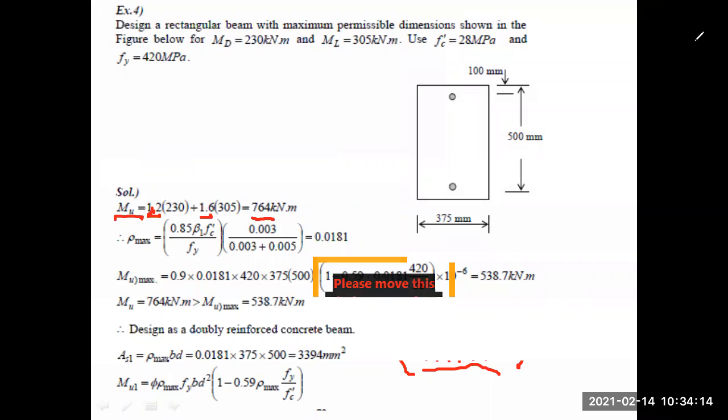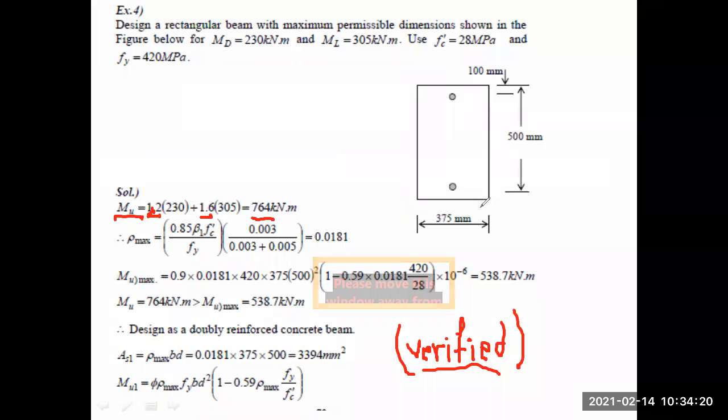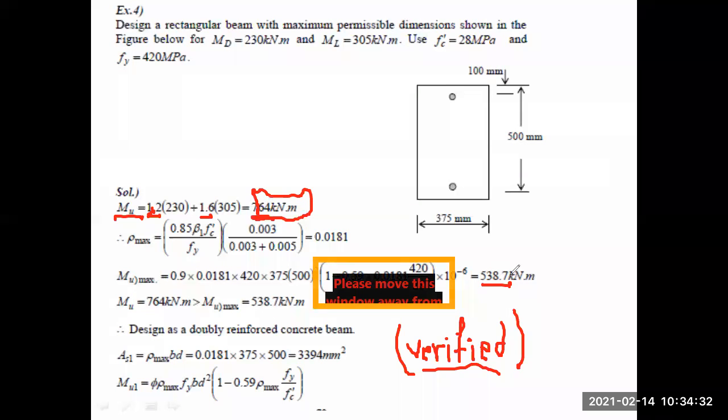Okay. If no question, then now we repeat the same steps. We get M2. How can we get M2? We have M1, and we have M total, which we have calculated. So M total minus M1, we get M2.